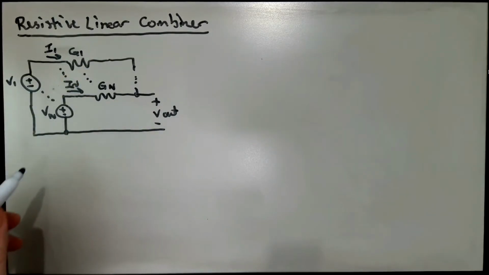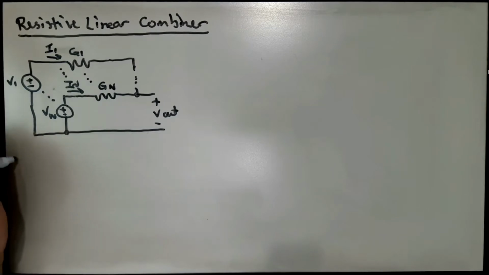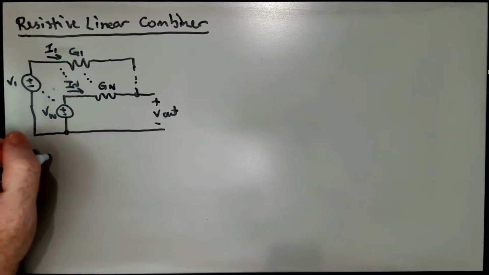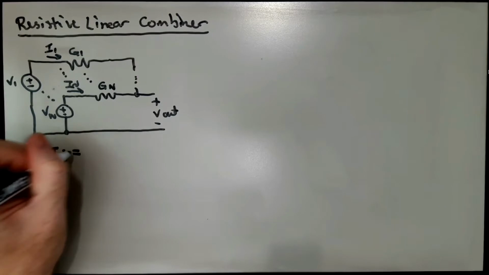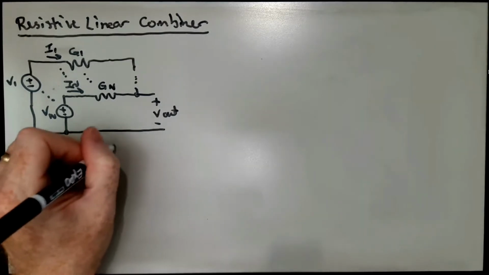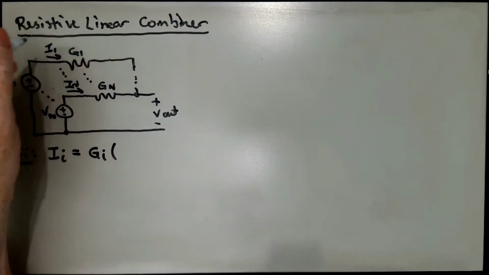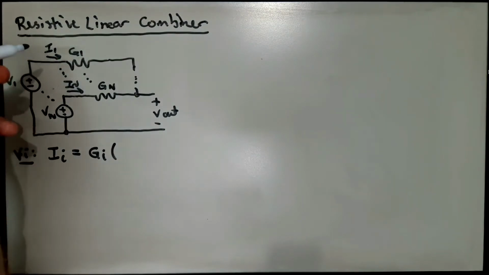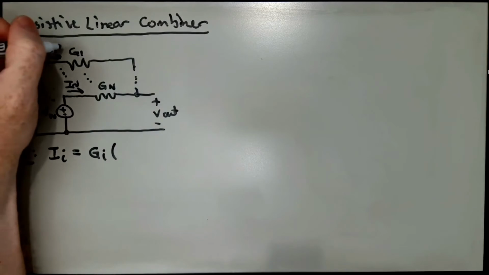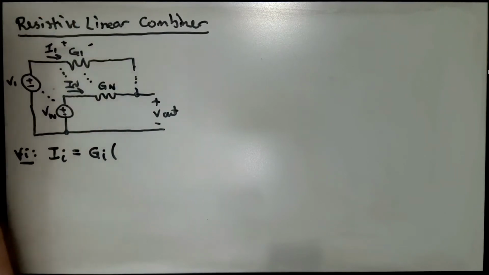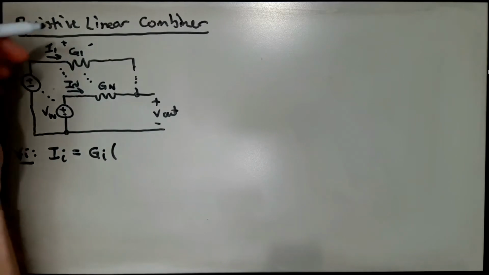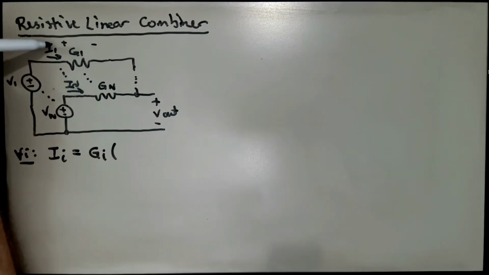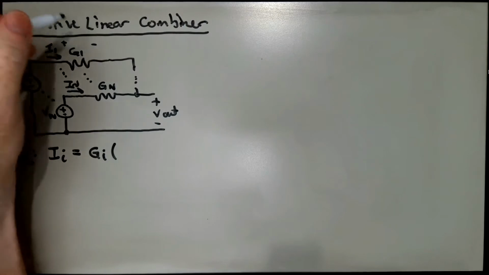So, well, what do we know? We know for all i, we have an Ohm's law relationship, right? So I sub i is equal to G sub i times the difference between V sub i and V out. Okay, so remember, current flows from high potential to low potential, right? So there's a voltage drop across resistor i of an amount that is basically the voltage V sub i minus the voltage V out. So this is our voltage difference.